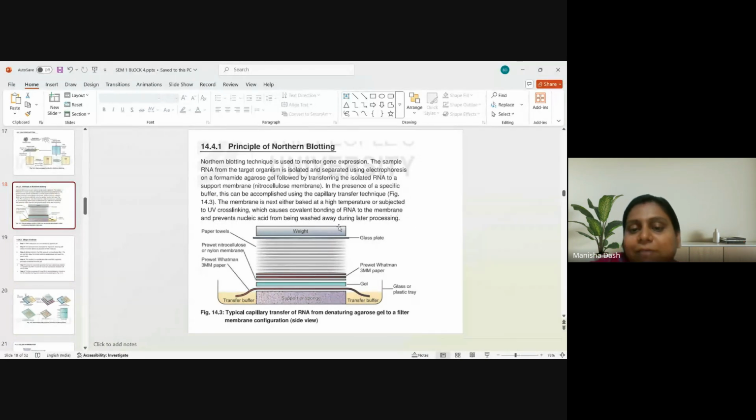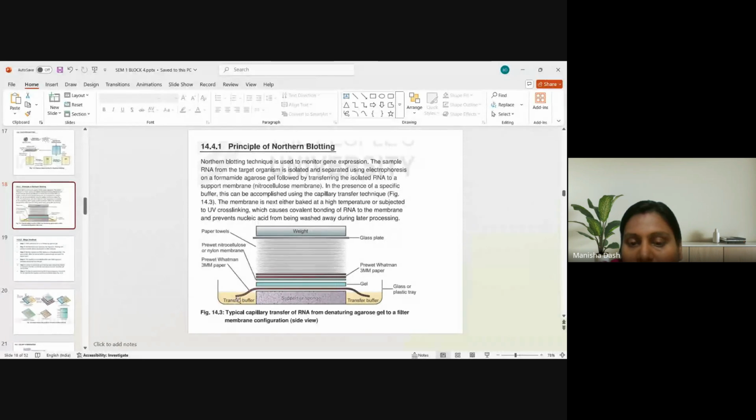So someone was asking why we are baking it. Baking is used for fixing, so that it will not move from that place to another place. So either you can bake it at high temperature, or you can simply expose it to UV light, so that it will remain fixed at that location. It also prevents the nucleic acid from being washed away during the later processing.